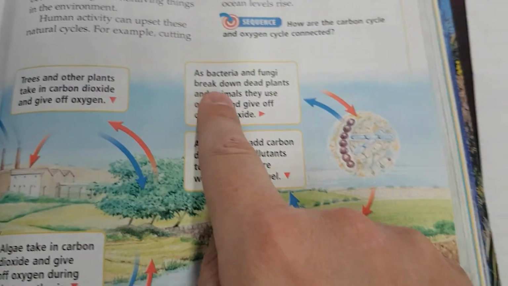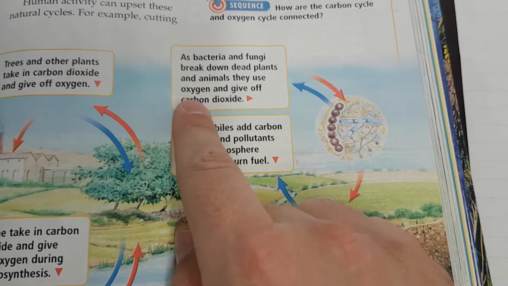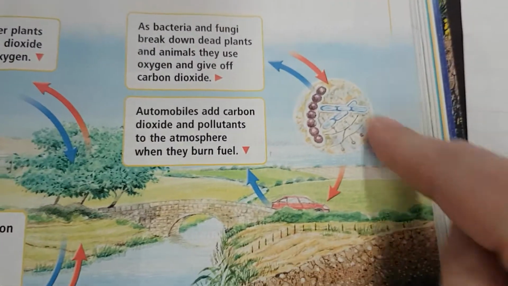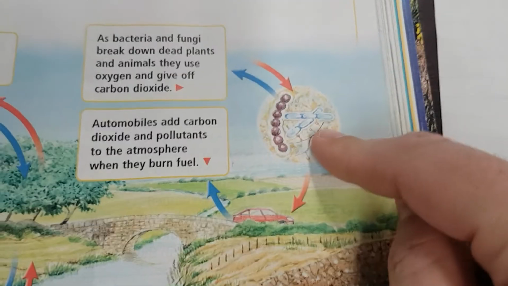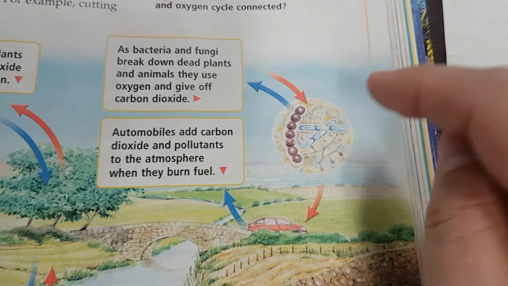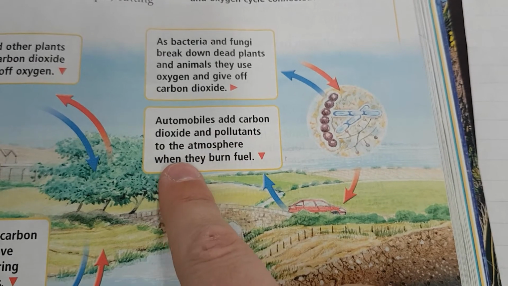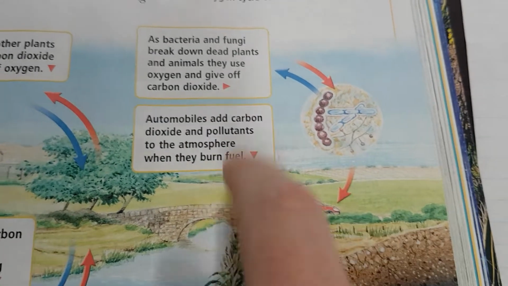As bacteria and fungi break down dead plants and animals, they use oxygen and give off carbon dioxide. So bacteria and fungi have respiration also. They are organisms. Automobiles add carbon dioxide and pollutants to the atmosphere when they burn fuel. Bad thing.